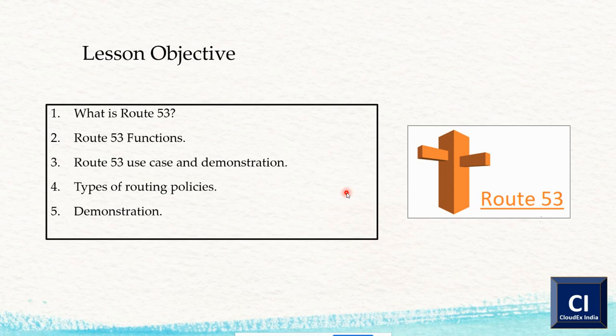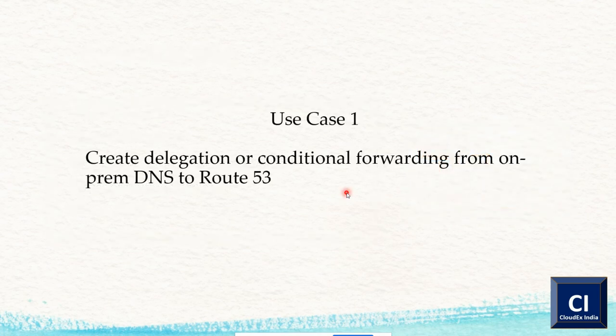In today's session, I'm going to cover point number 3, Route 53 use cases and demonstration. There are some use cases I have covered in today's session, and we will also do the practical as well. The first use case is creating delegation or conditional forwarding from an on-premises DNS server to Route 53. In which case we should create the delegation, conditional forwarding, or create the subzone, we'll talk about in this video.